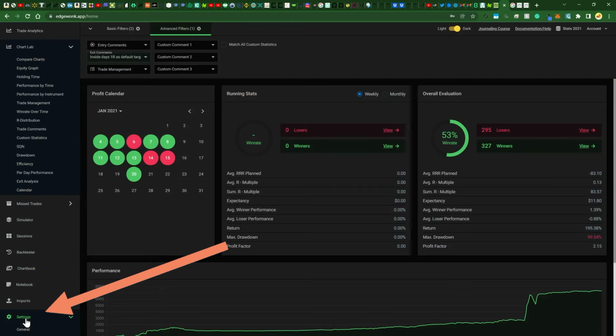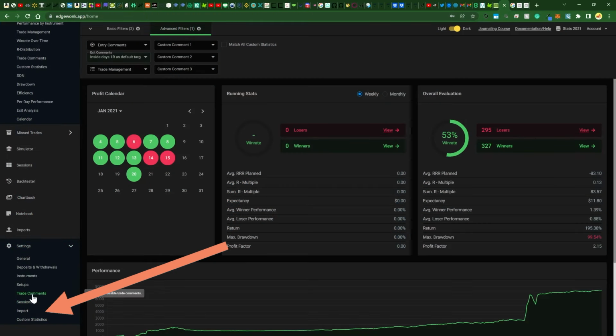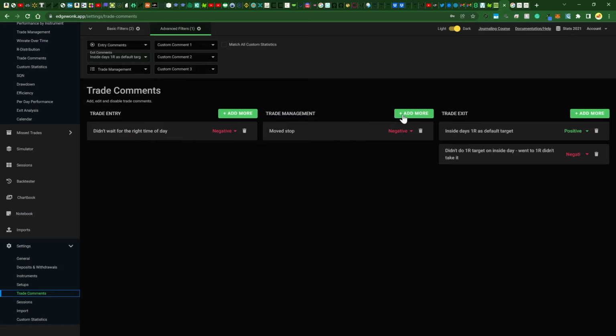Now in Edgewonk, you can create custom metrics to track everything that you want. So for example, I put down, did more than three trades in a day. Because usually when people go over three trades in a day, their day doesn't look that hot. They either give everything back or they're just losing more and more if they're not reading the market particularly well on that day.